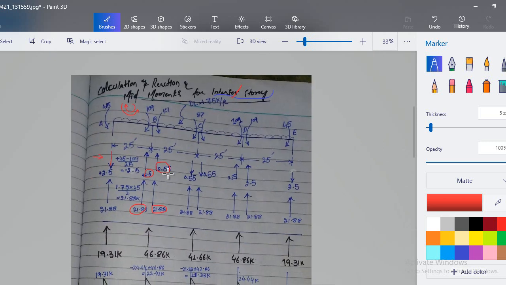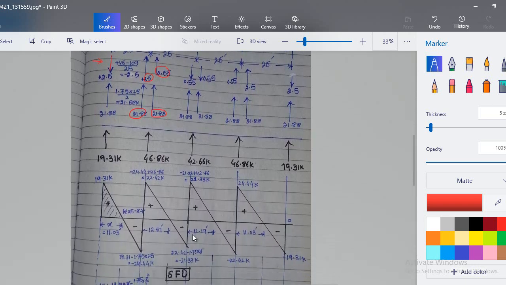Okay, similarly do the same calculation for the rest of the spans, and similarly here you see 42.66. These 2 reactions are in downward direction and these 2 reactions in upward direction, so add these 2, subtract from the summation of these 2. Clear? And do the rest of the calculation.